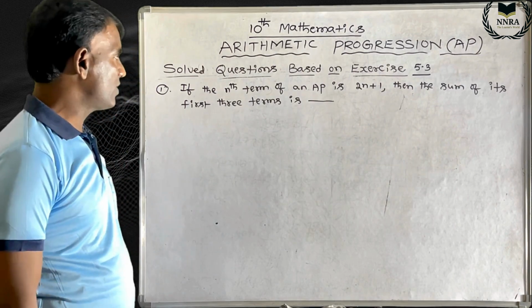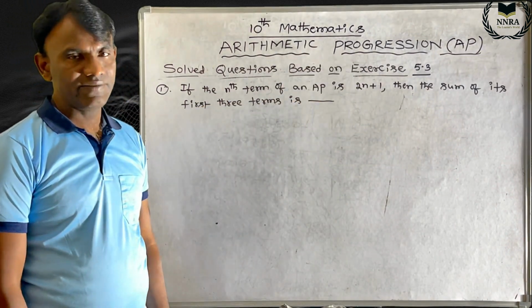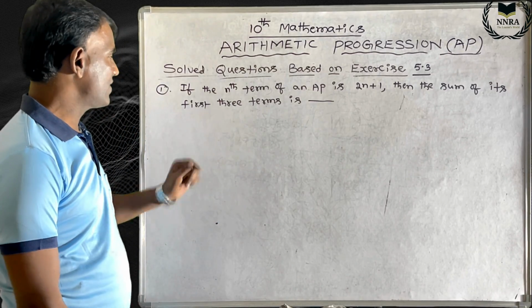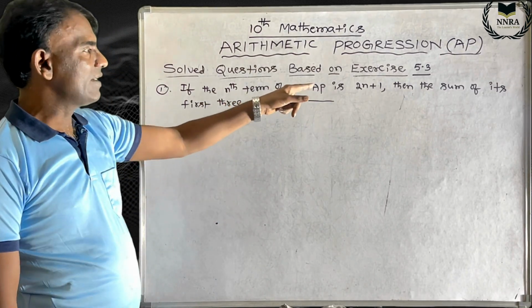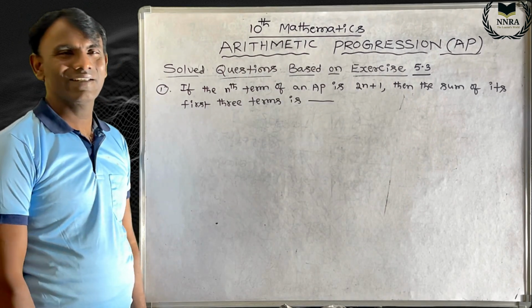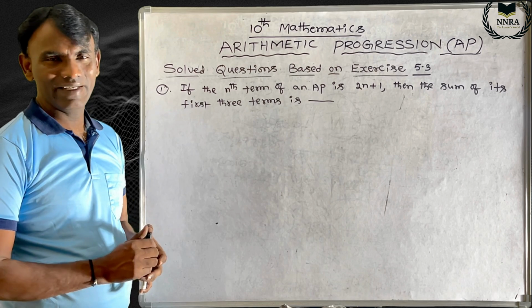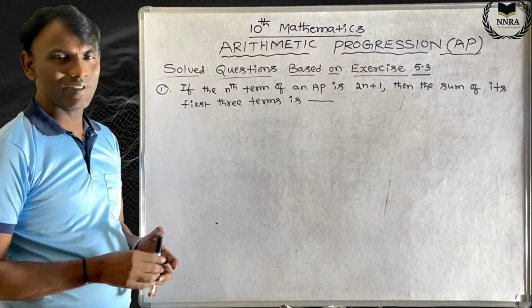We discuss a few more questions related to exercise 5.3. This is the first question. If the nth term of an AP is 2n plus 1, then the sum of its first three terms is dash. The nth term is given. What is the formula of nth term? an equal to 2n plus 1 is given.